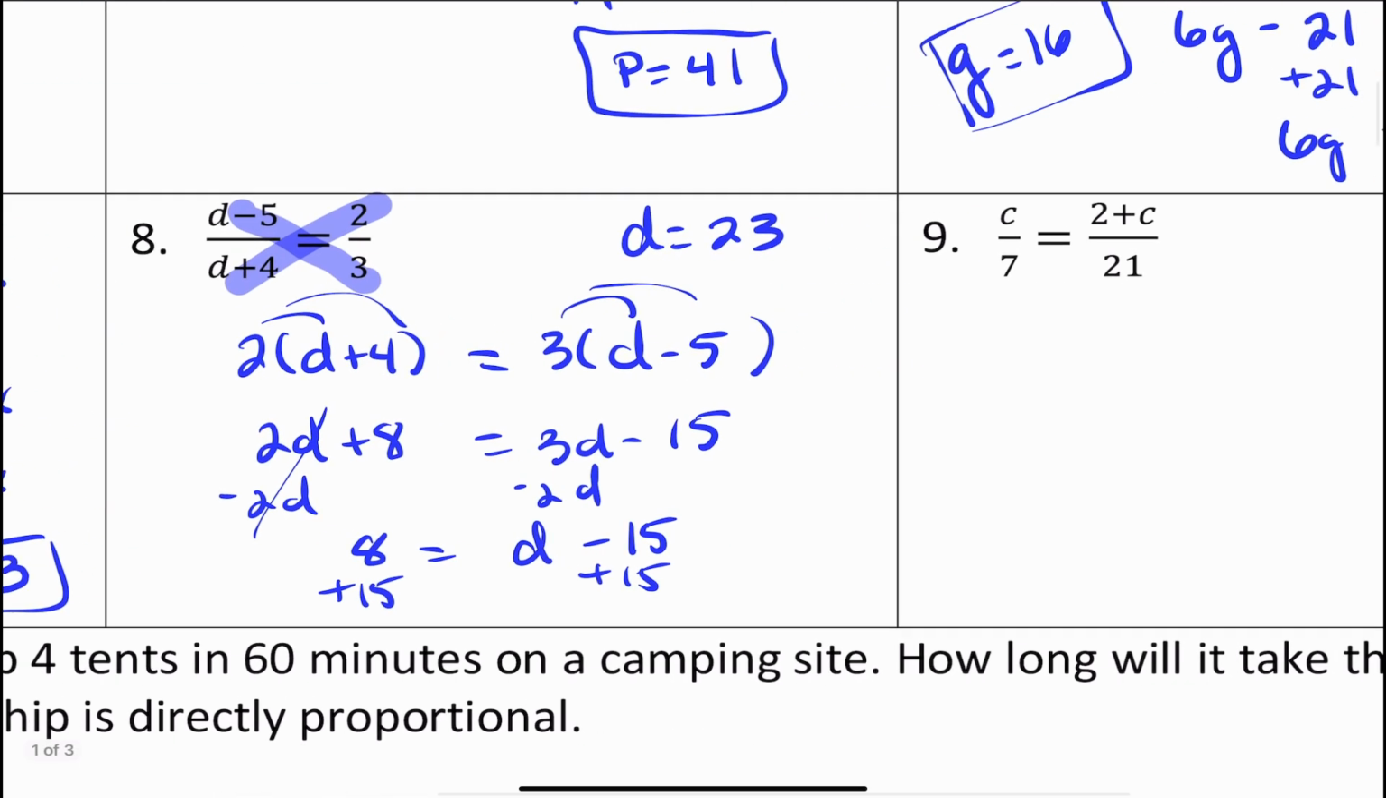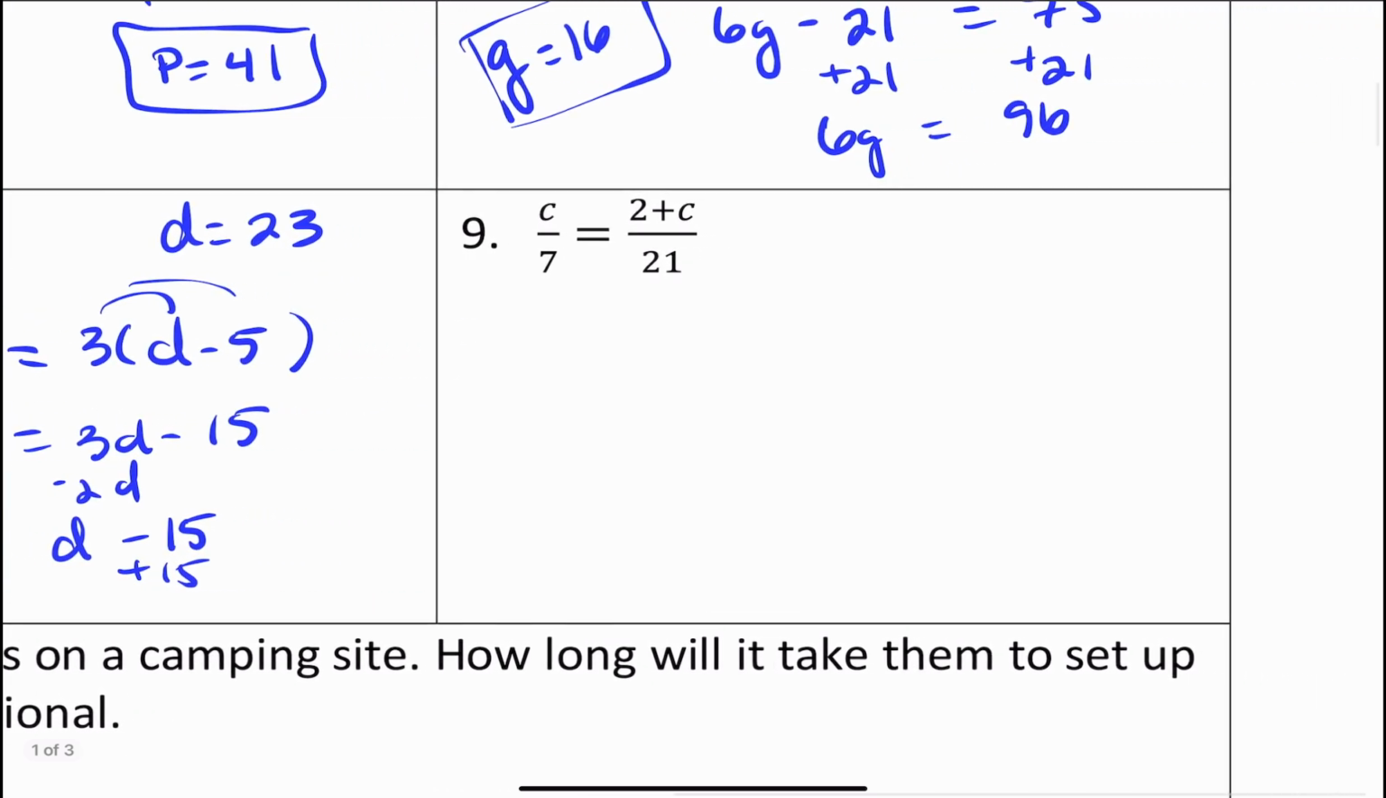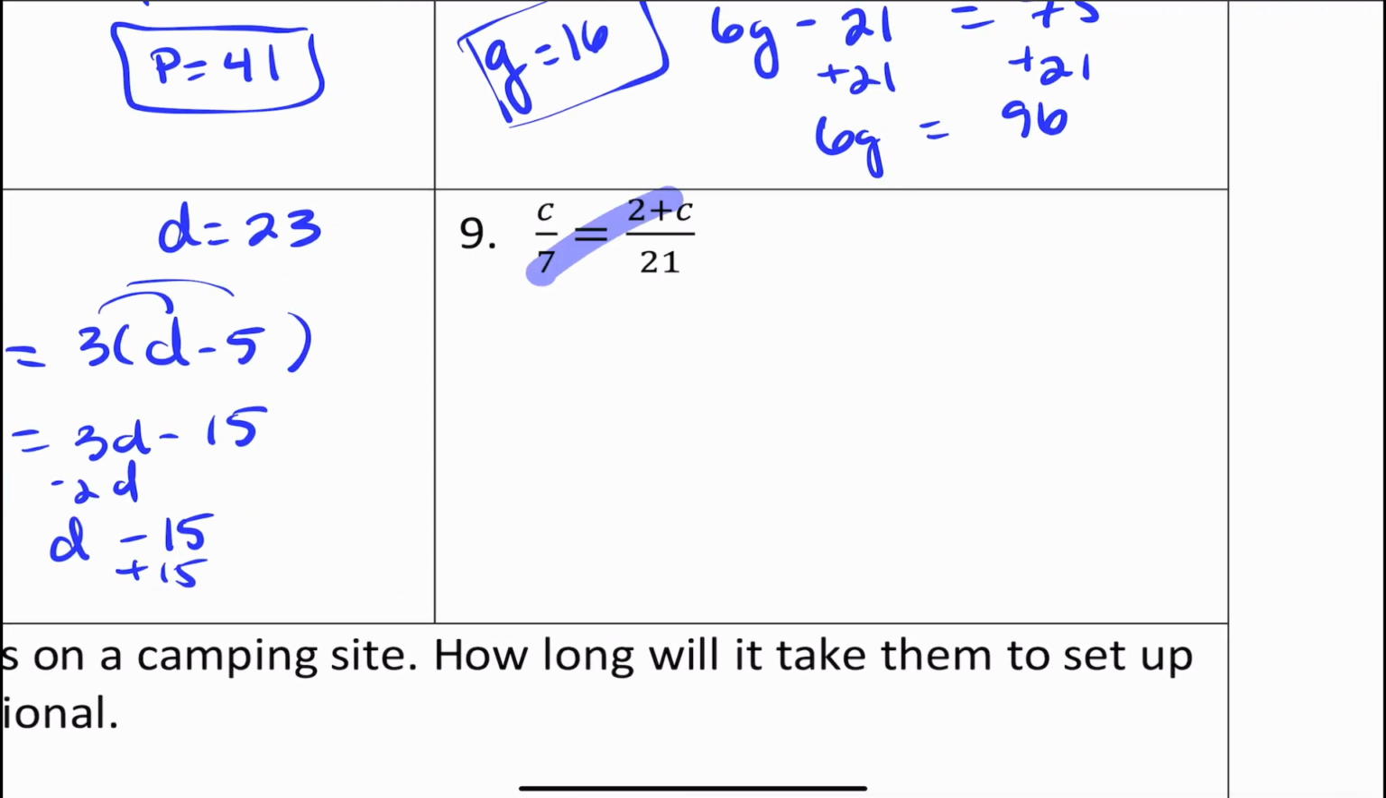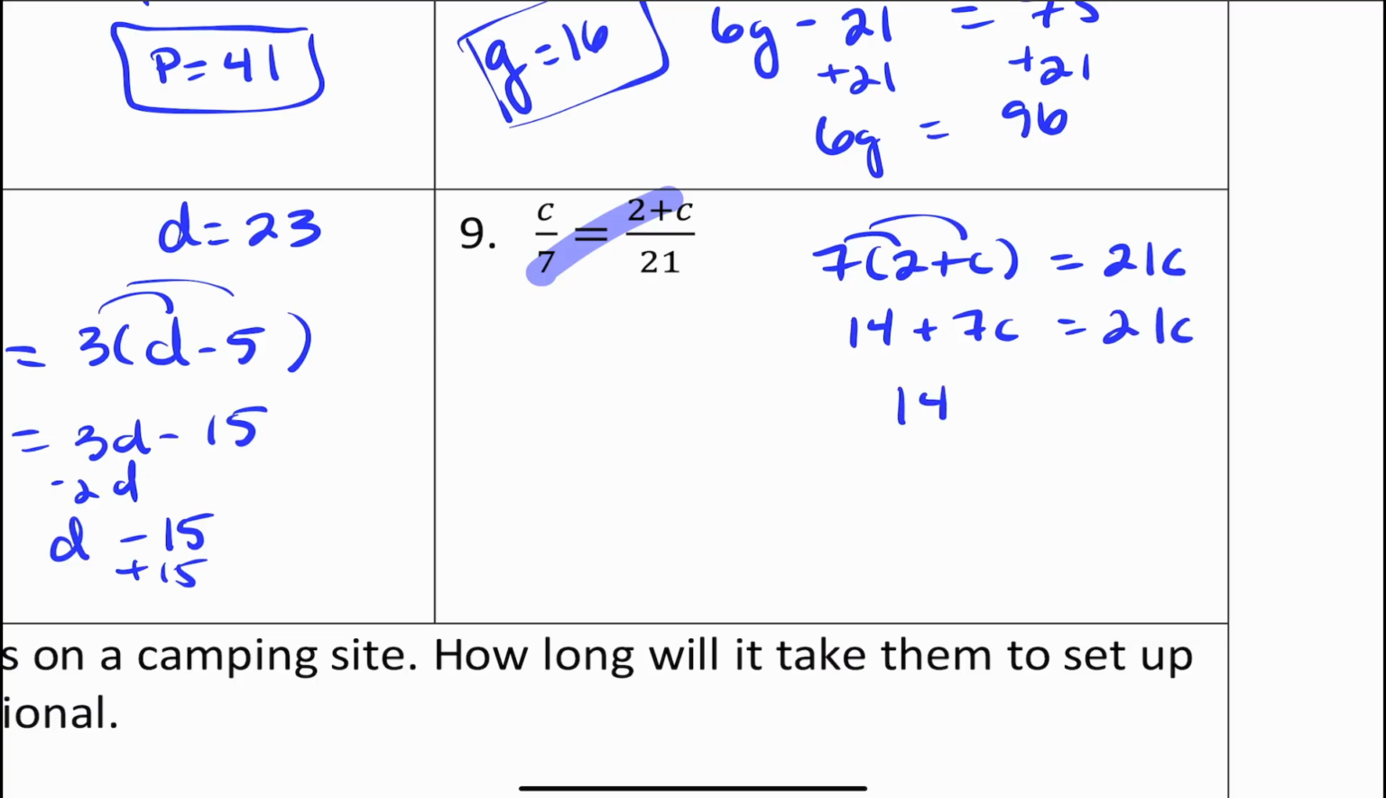All right. Number 9. So here, I'll write 7 times quantity of 2 plus c equals 21c. We have 14 plus 7c equals 21c. So we have 14 equals 14c, so c is equal to 1. Okay, and there we go.